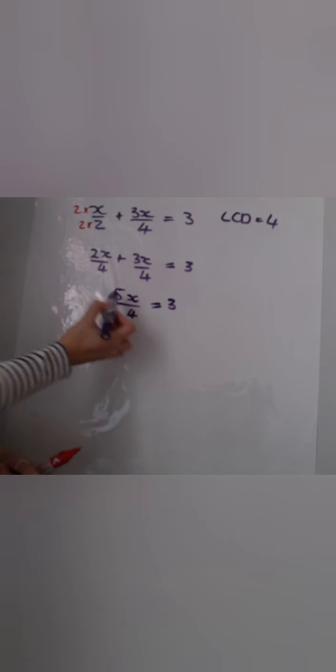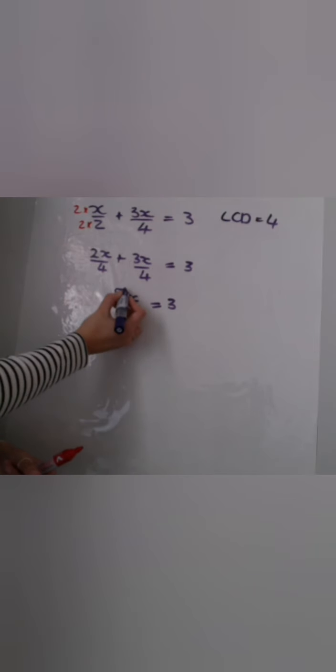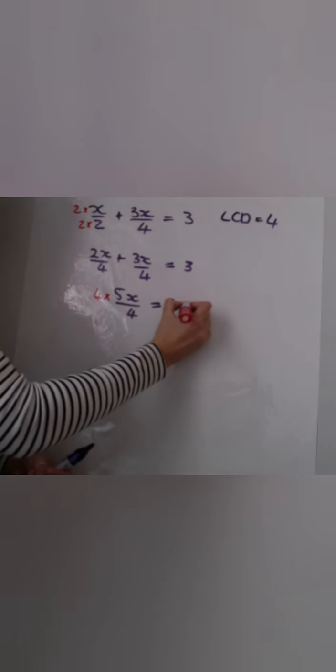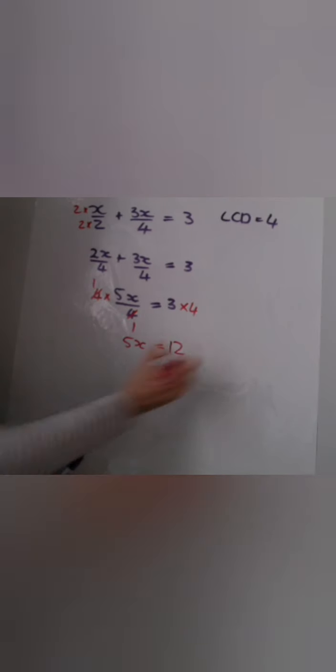Now in order to solve this, we need to do the inverse operations to get x on its own. So we have 5x and it is being divided by 4. So to move this 4 over to the other side of the equation, we have to do the inverse of what is happening here. The 5x is being divided by 4, so we need to times it by 4. And what you do to the one side, you have to do to the other side. So you times the right-hand side by 4 as well. So here, the 4's are going to divide out. So we have 5x is equal to 3 times 4, which is 12.